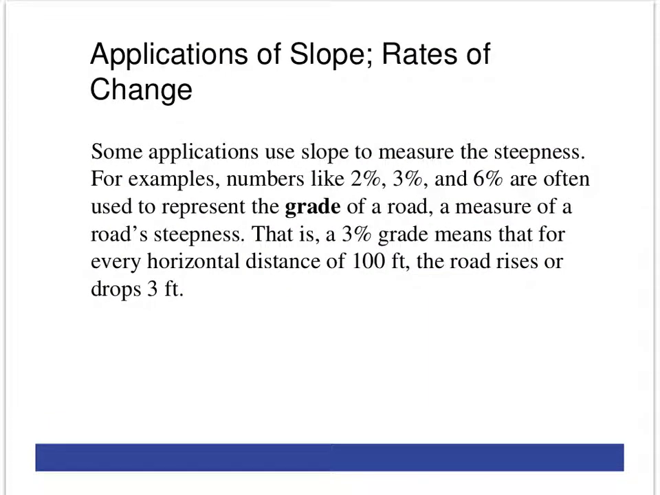All right, when you're dealing with applications and rates of change, some applications use slope to measure the steepness. For example, numbers like 2%, 3%, 6% are often used to represent the grade of a road. Truck drivers, if you know how that goes, it's that steepness. That is, a 3% grade means that for every horizontal distance of 100 feet, the road rises or drops 3 feet.